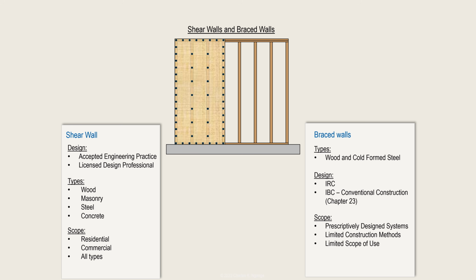Therefore, the residential designer should use the term braced walls and avoid using the term shear wall when designing wall bracing according to the conventional construction provisions in the Residential Code. The term shear wall should only be used when referring to walls that are designed according to accepted engineering practice to resist lateral forces.